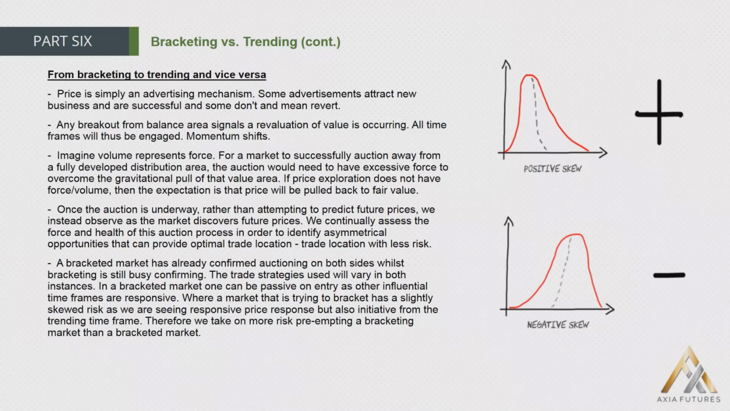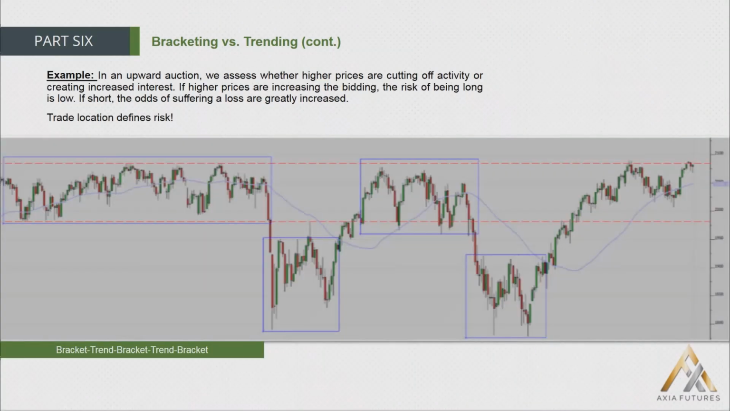So just understand that very important difference between the two. Let's now have a look at a chart of what bracketing and trending would look like put together. The example we've used is basically in an upward auction, we assess whether higher prices are cutting off activity or creating increased interest. Now remember what I said to you.